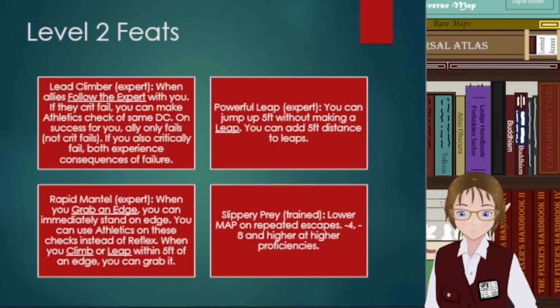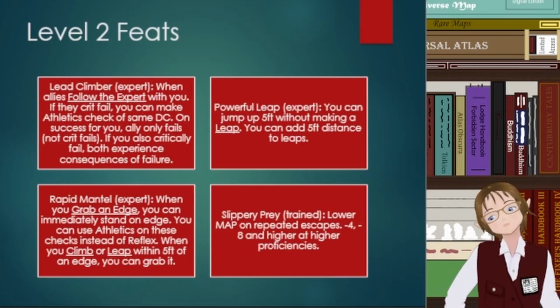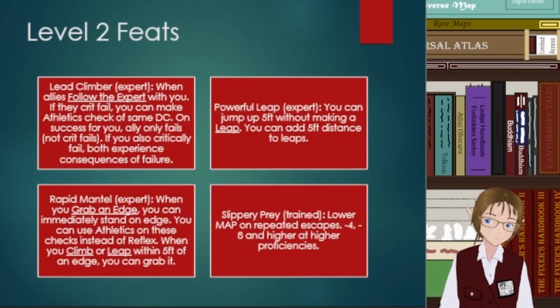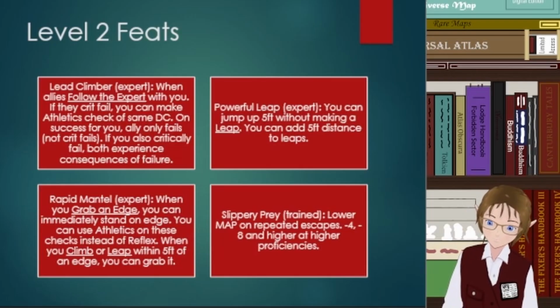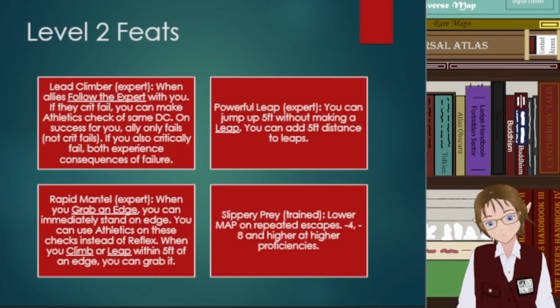Now on to level 2 feats. When you first take your skill feat at level 3, you have access to these as well as the level 1 feats. It does not always mean these are better than the level 1 feats, especially in the case of athletics. The first feat option is Lead Climber.